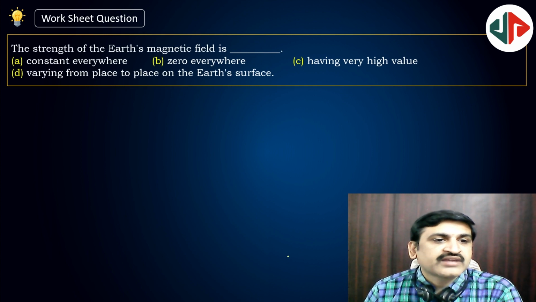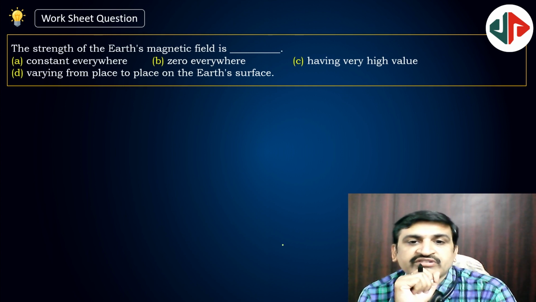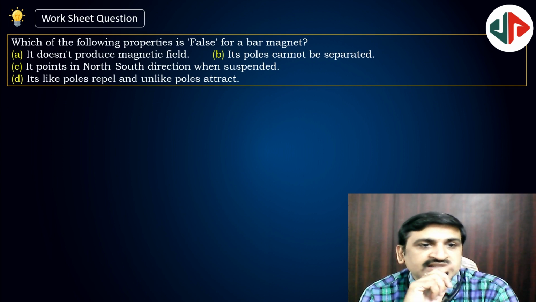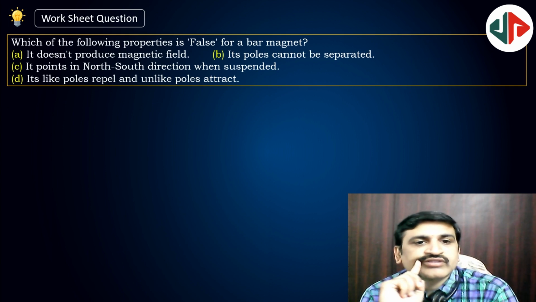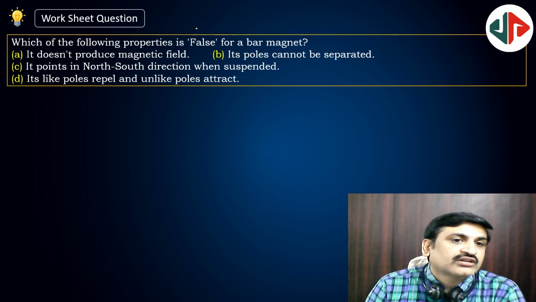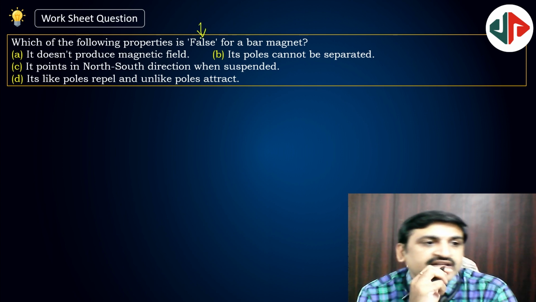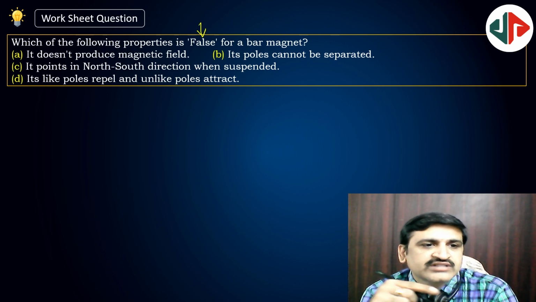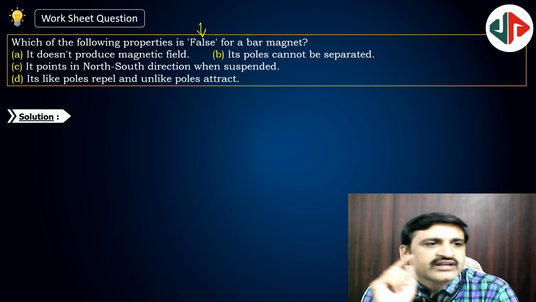The strength of Earth's magnetic field is constant everywhere, wrong. Zero everywhere, wrong. Having very high value, wrong. Varying from place to place on the Earth's surface, D. Which of the following properties are false for a bar magnet? It doesn't produce magnetic field. Its poles cannot be separated, which is wrong. False statement. It points in north-south direction when suspended. Its like poles repel and unlike poles attract. D correct. Suspended, C correct. Poles cannot be separated, correct. So option A is wrong.